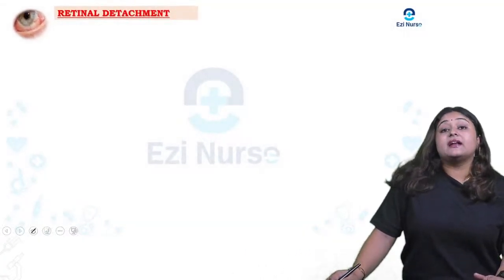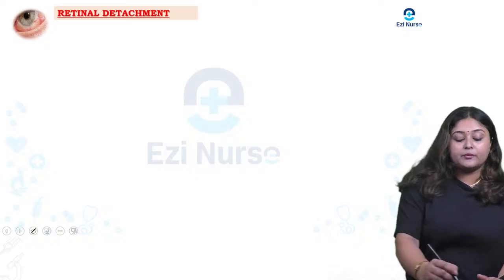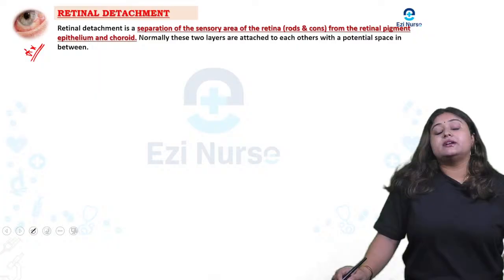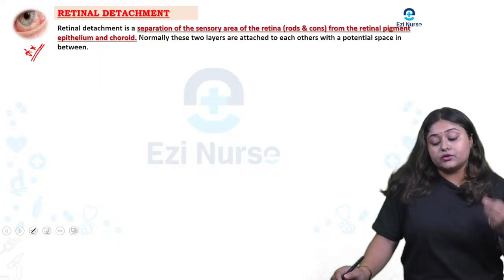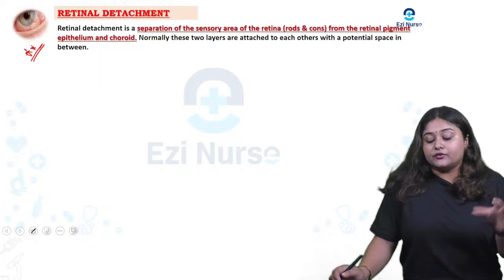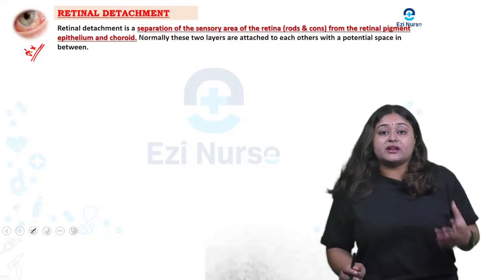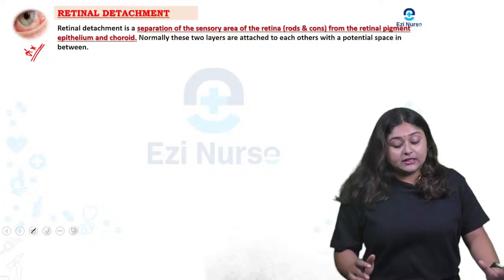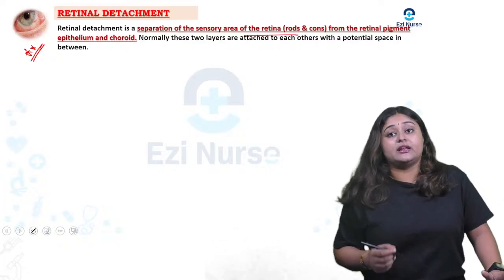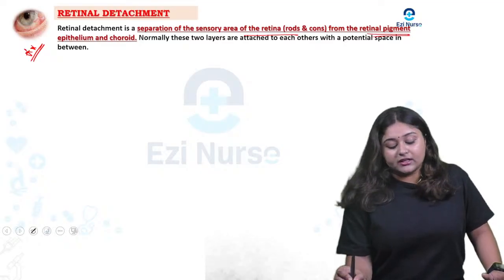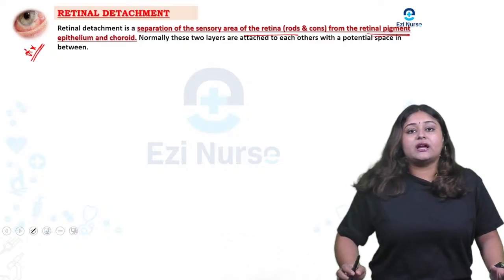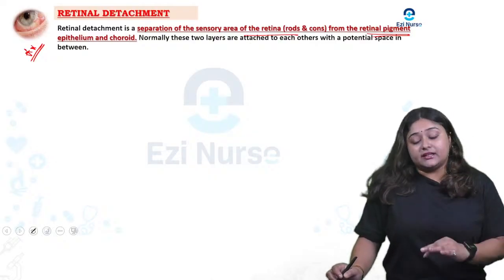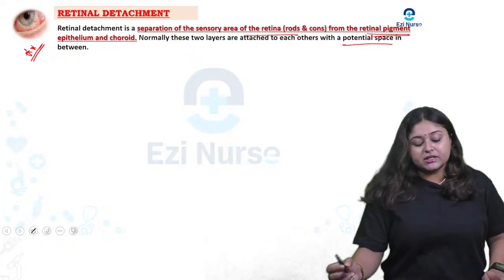Now come to the next, that is retinal detachment. That is also one of the most important topics for your upcoming exam. Retinal detachment is when the sensory area of the retina, the rod and cone cells, separates from the retinal pigment epithelium and then the choroid. At that time it's called a retinal detachment. Normally these two layers are attached to each other with a potential space in between.